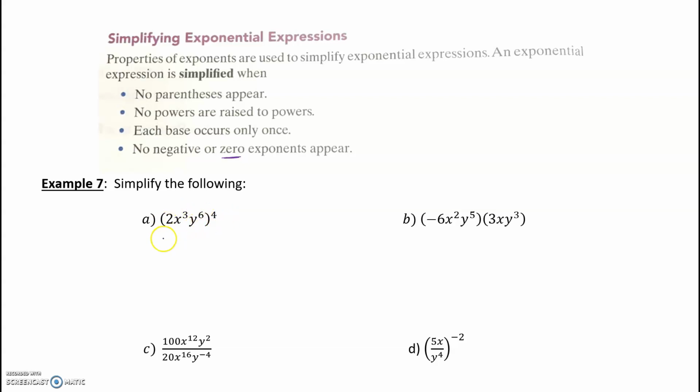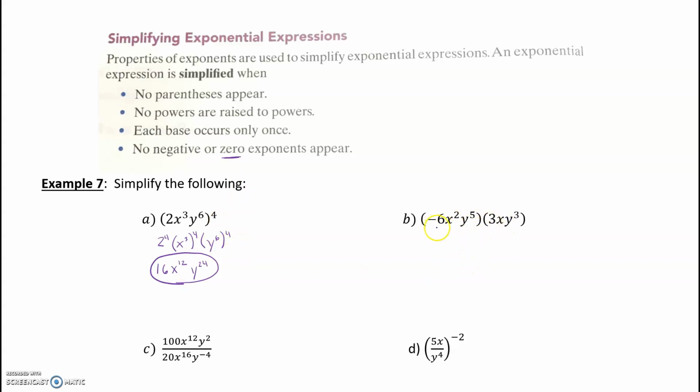Remember, this 4 goes to everything. So 2 to the 4th, x cubed to the 4th, y to the 6th to the 4th. Then we're going to simplify from there. 2 to the 4th gets me 16. All right, 2 times 2 times 2 times 2. Power to a power, we multiply: x to the 12th. And power to a power, we multiply again: y to the 24th. And we're done. We met all of our requirements.